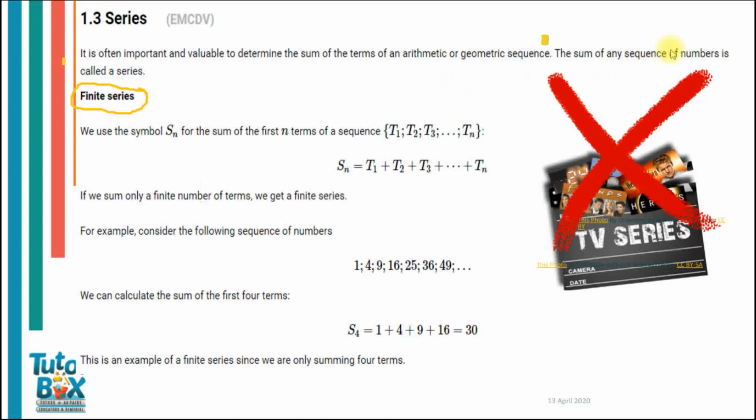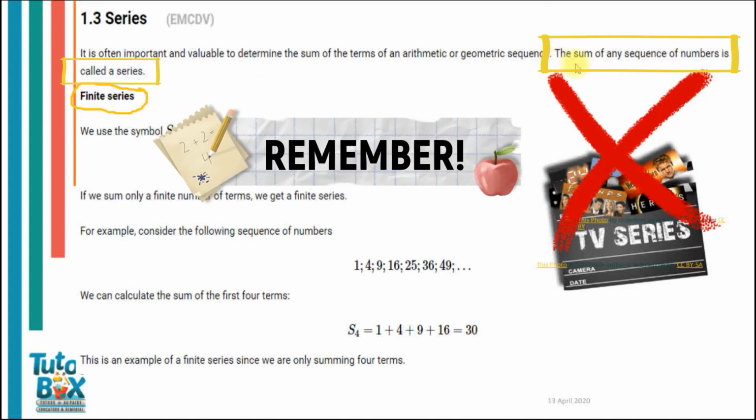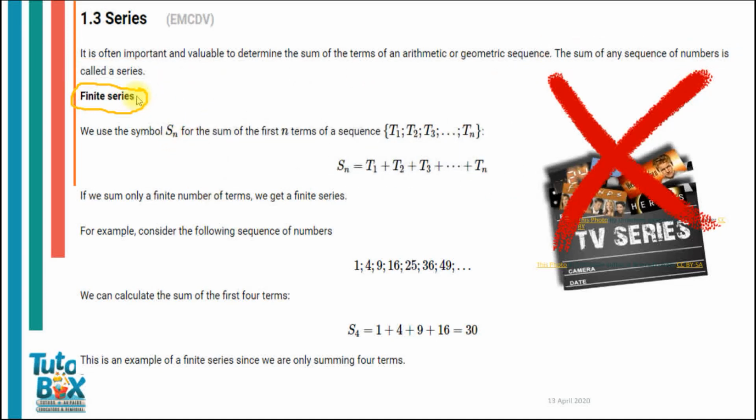So the sum, this is NB guys, the sum of any sequence of numbers is called a series. So with a series, we're basically adding the sequence of numbers. That's what we're doing. Okay, so there are two types. There's a finite series and an infinite series. So first, let's just look at finite.